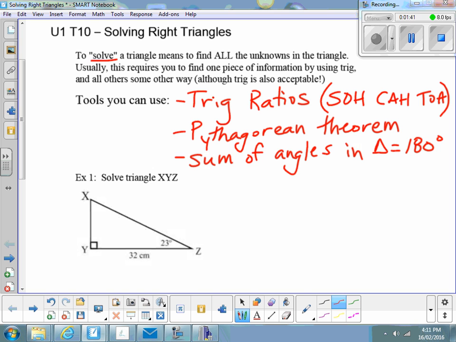we know this angle in the corner here is a 90-degree angle. We know this angle here is 23, and we know this bottom side is 32. Now, right at this point, I don't know side Y, opposite angle Y. I don't know side Z, opposite angle Z. I know side X. This is side X. I know that X is 32.